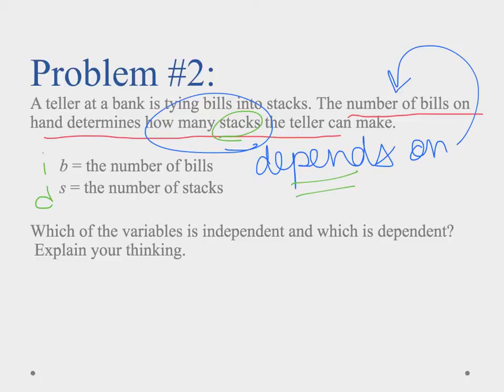To explain your thinking, I want you to reflect back to that last sentence that you wrote. It should sound something like this. The dependent variable is the number of stacks that the teller can make because the number of bills determines how many stacks the teller can make. Therefore, the independent variable is the number of bills that the teller has on hand. Write that in your slide, please.